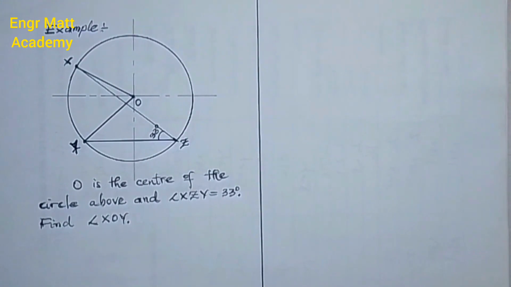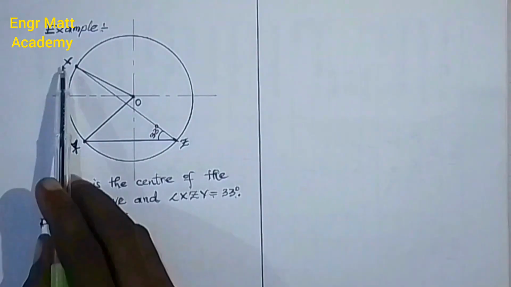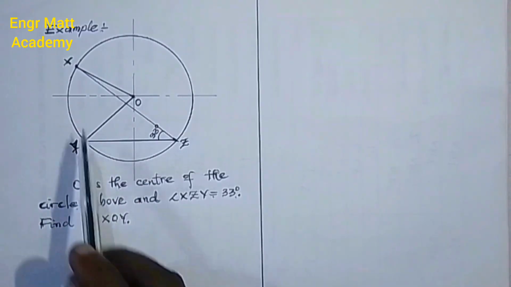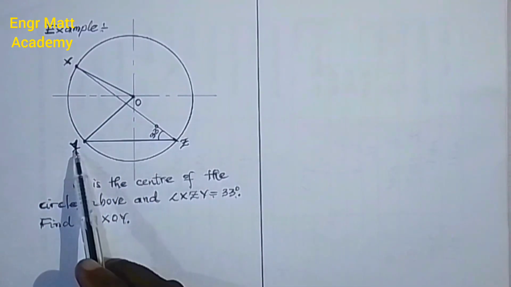This is another example. It says O is the center of the circle above, and angle XZY is 33 degrees. Find angle XOY. XZY is 33 degrees. What about XOY?